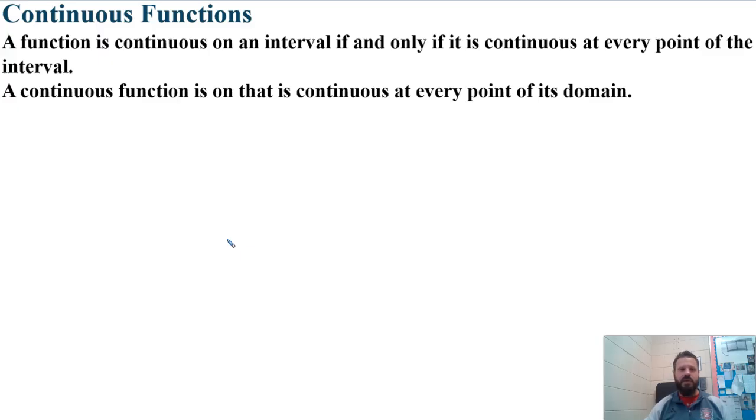So we've talked about continuity at individual points. Next thing we're going to talk about is continuity over intervals of values, which leads into the idea of a continuous function. We'll say that a function is continuous on an interval if and only if it's continuous at every point on that interval. And a continuous function is one that's continuous on every point of its domain. So if it has no points of discontinuity, we'd say it is a continuous function.